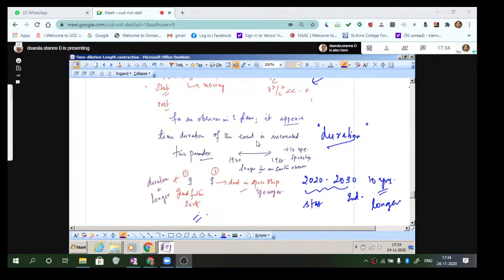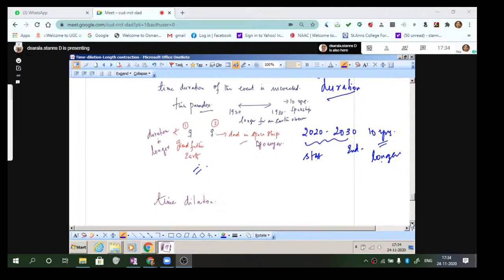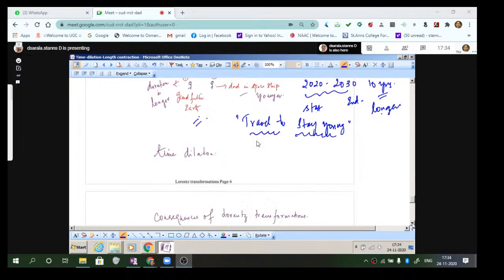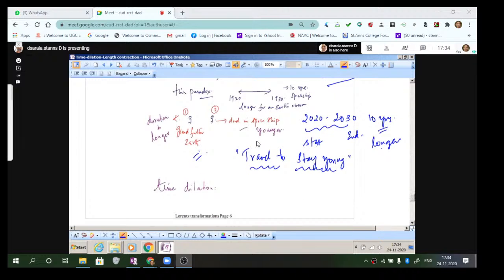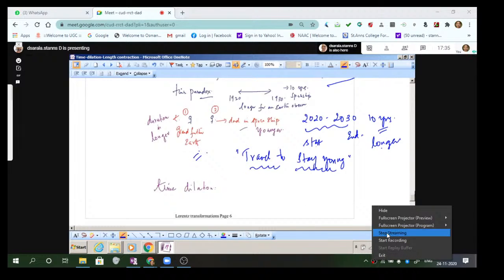So if you have a twin who is staying with the grandfather, he looks older than the other twin who is moving in a spaceship along with the father. So if you want to stay young, travel. If you travel, you will stay young. This is the slogan that is given by relativity. So the consequences are these two. That means the time interval between these two appears to be reduced. So this is what we will be talking about. These are the two important consequences, of length contraction and time dilation.